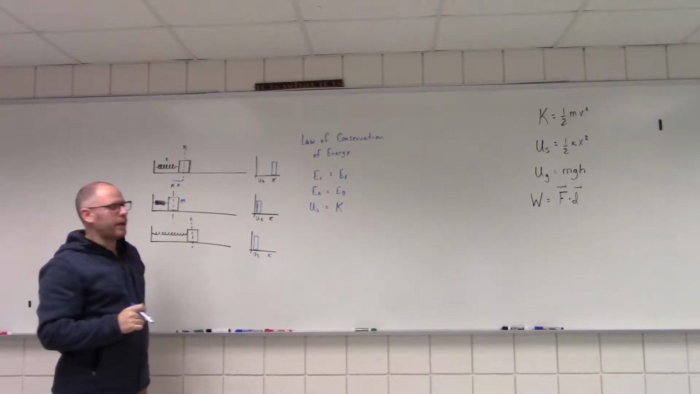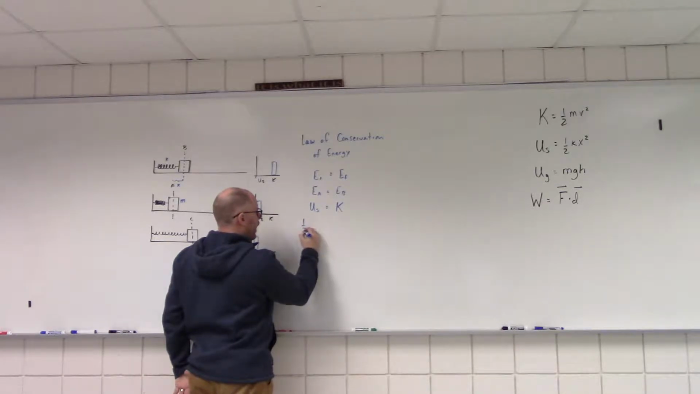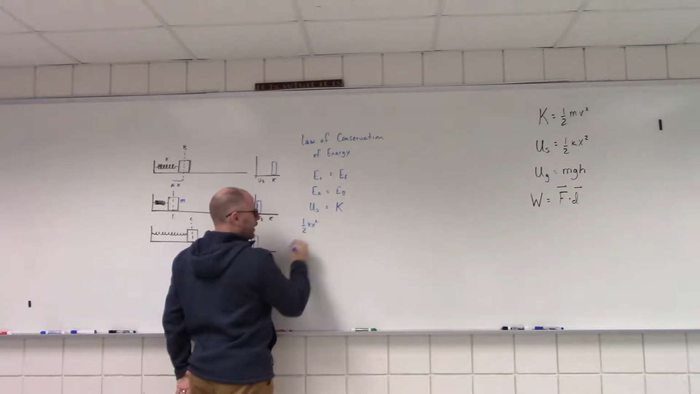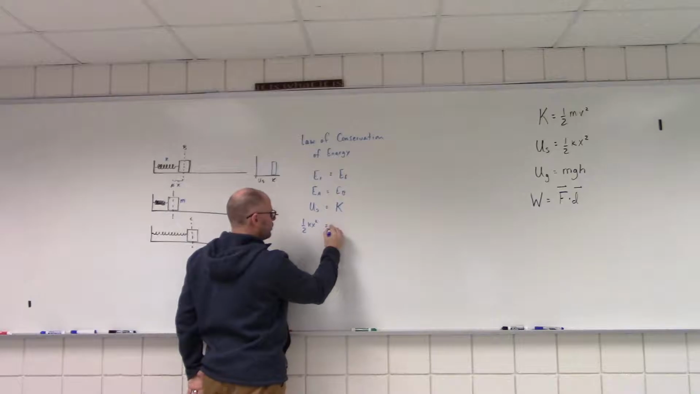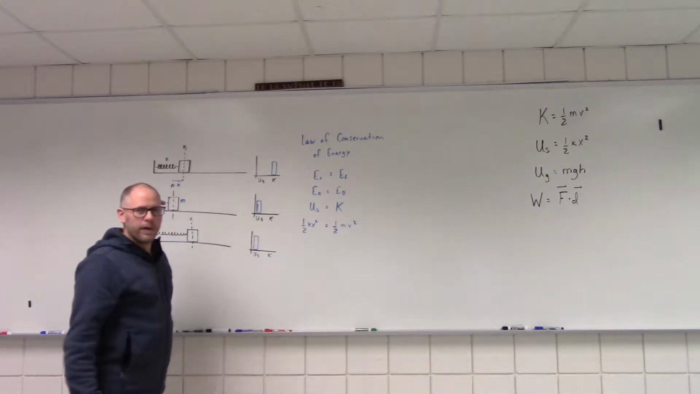If I go to plug in values now, or not values, I'm going to put the letters in. This is 1/2 kx squared is equal to 1/2 mv squared.